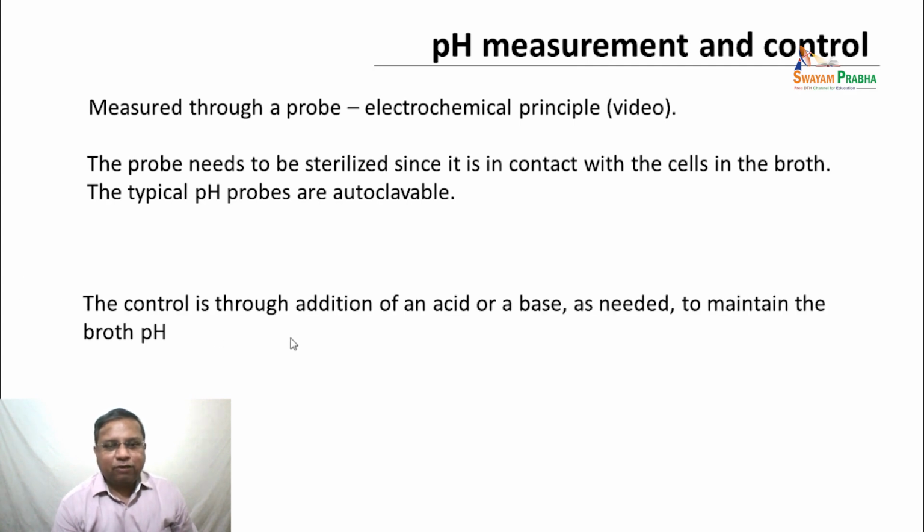The control of pH: if the pH goes up, then it needs to be brought down. If the pH goes down, it needs to be brought up. This happens through addition of an acid or a base as needed to maintain the broth pH. So it is controlled, then there are two vessels, one containing an acid, one containing a base, and what to add, that decision is made and acid or a base is added to maintain the pH at a particular set point.